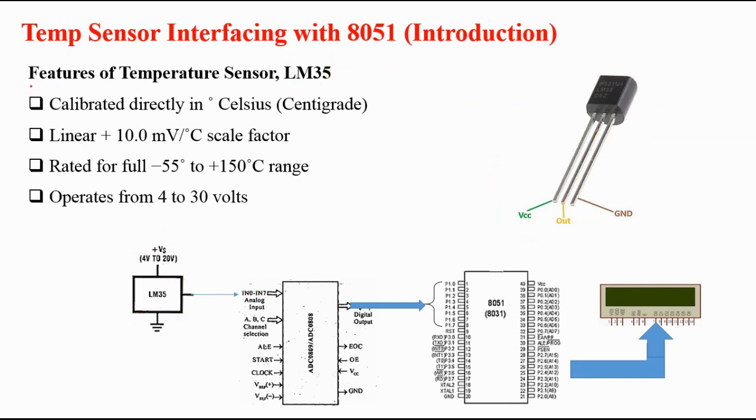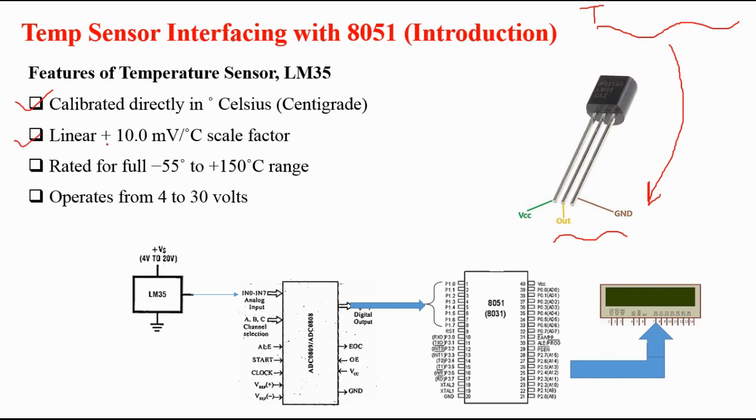Now the important features are listed over here. The first one is that it is calibrated directly in degree Celsius. It means that whatever temperature variations occur will get converted into electrical form, but the representation of this physical temperature in the electrical form will be in degree centigrade or degree Celsius.